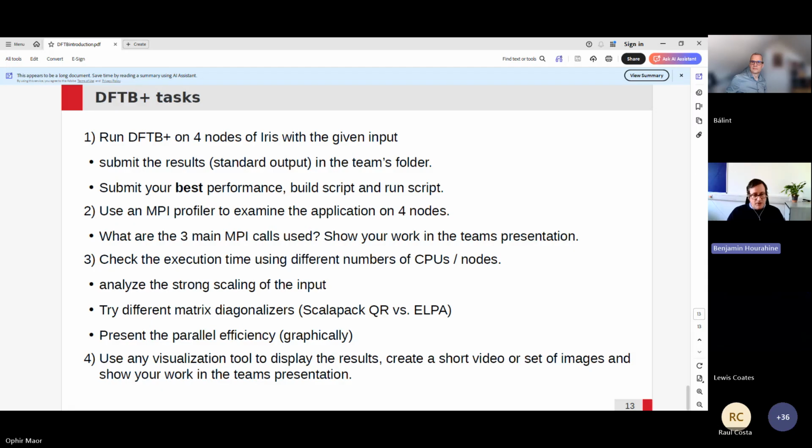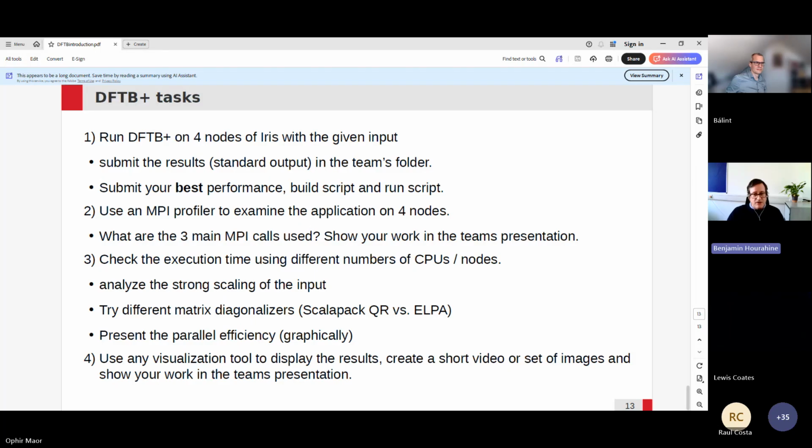Then a little bit more computer science is to examine the behavior of the code using a profiler to have a look at the main pieces of the operation for this. Bálint has given you a few hints about the kinds of areas you're likely to see costing most of the computational time, but again, show your work in the Teams presentation at the end of this.